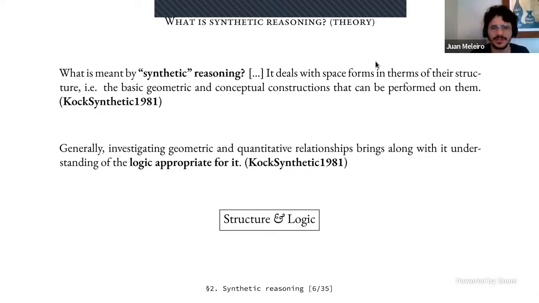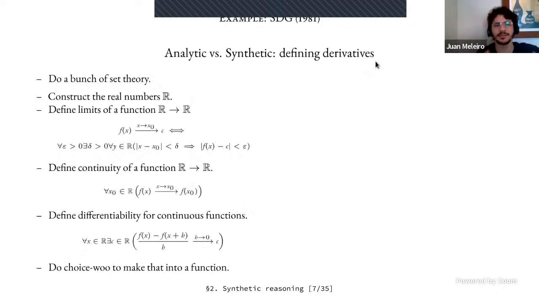What does it look like in practice? Let's compare an analytic approach to a synthetic approach for something simple, like defining derivatives. First, to define derivatives in an analytic way, we usually start with set theory. Then we do a bunch of set theory, a lot of set theory, just so we are able to construct the real numbers. Then when we have the real numbers, we consider the functions from the real numbers to themselves.